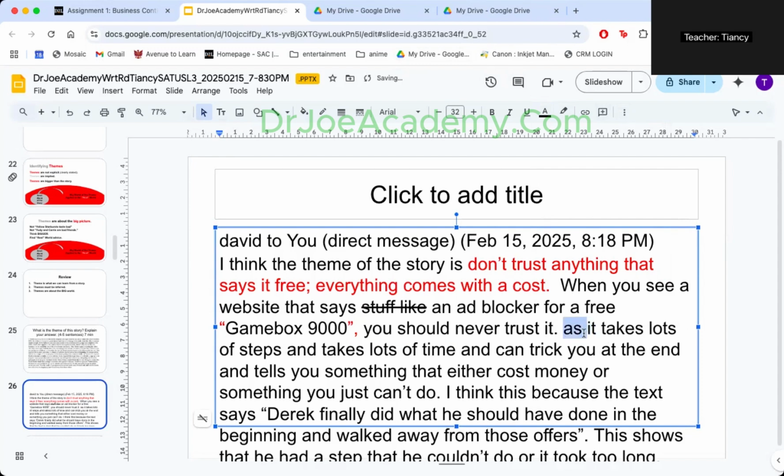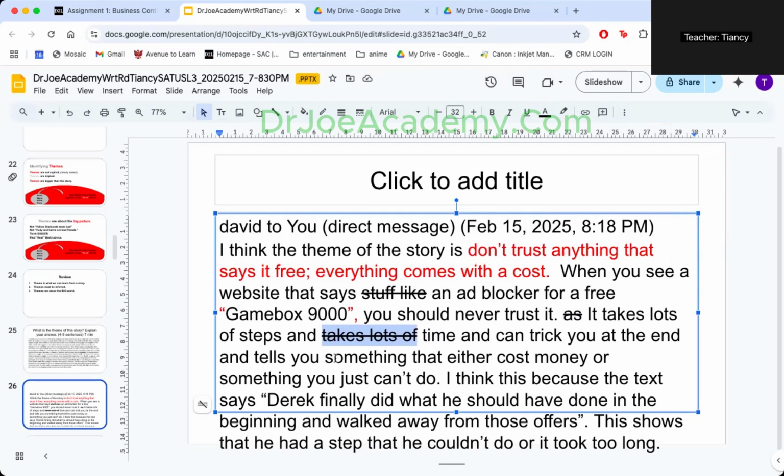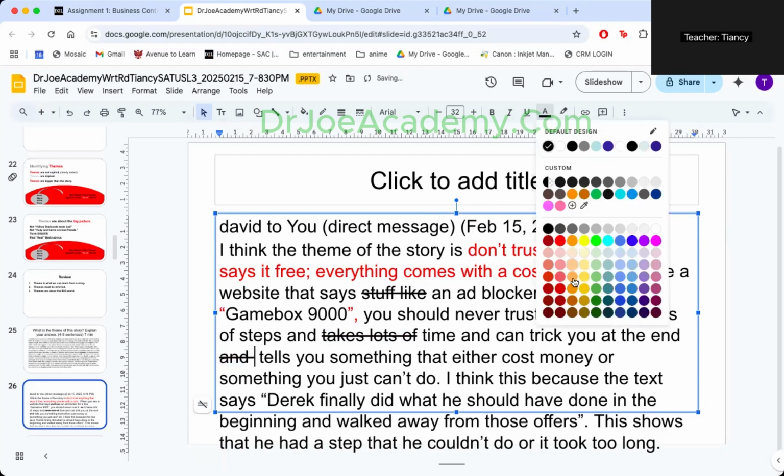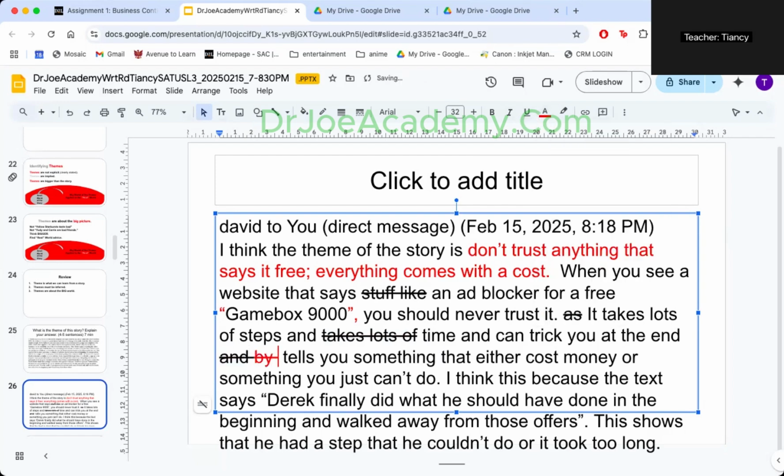You could just say it takes a lot of steps and time, and can trick you at the end and tell you something that either costs money or something you just can't do. It can trick you at the end by telling you. We're going to change up the sentence by saying by telling.